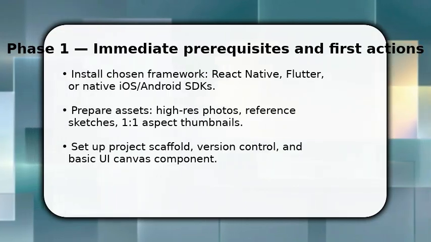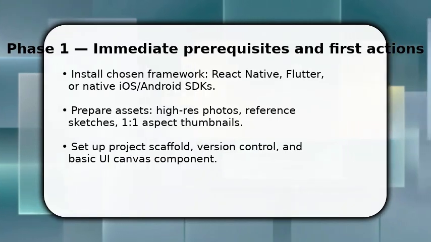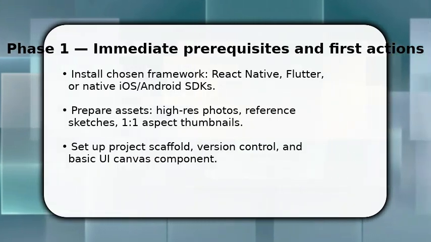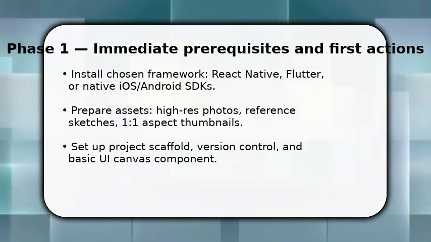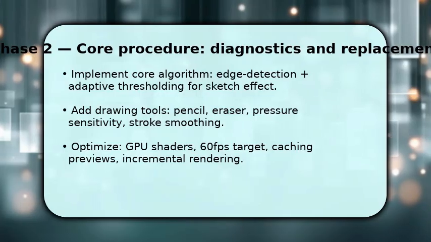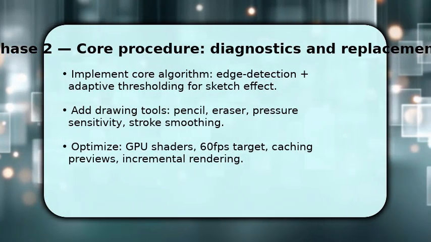You also initialize Git and a basic UI layout. This lets you iterate quickly when you refine tools and filters next. You build the sketch engine by combining edge detection and adaptive thresholding so lines feel natural. Explain why. Edges define structure while thresholding controls contrast.